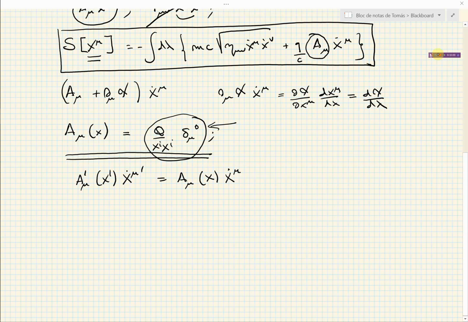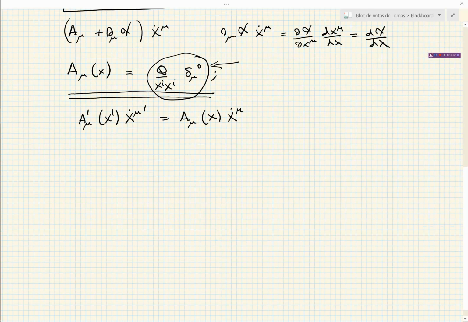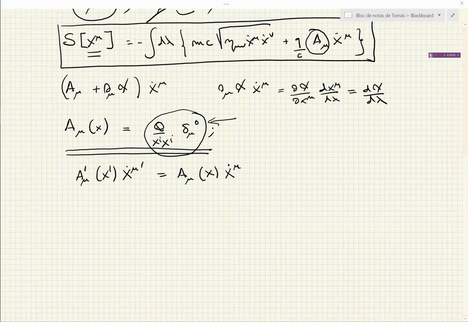Okay, for the moment, let's consider this action and let's try to find the equations of motion that follow from it. By using the principle of least action, as usual, we will vary S. It is only the coordinates x that have to be varied, because we said that A mu is a background field that depends on the coordinates x. We have some particular value, but it is not a variable that we have to vary.